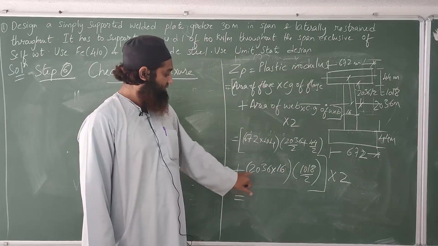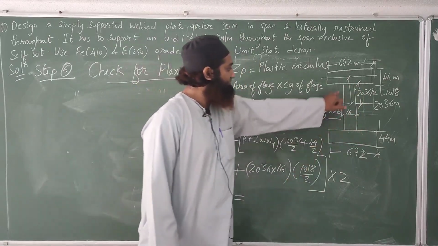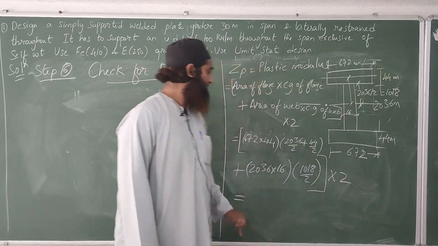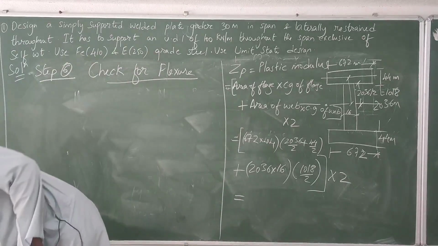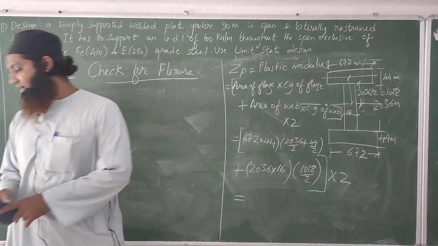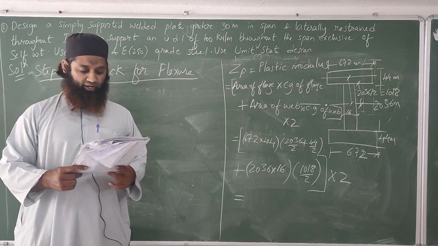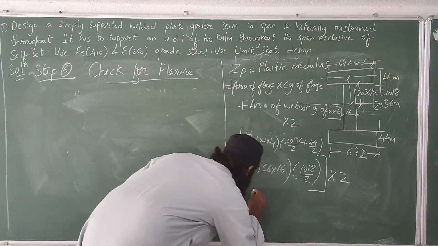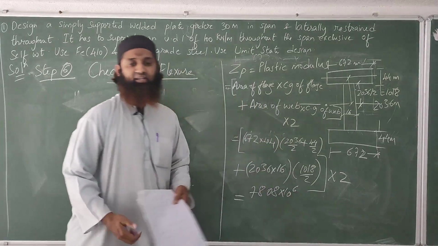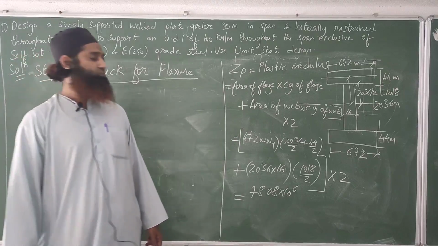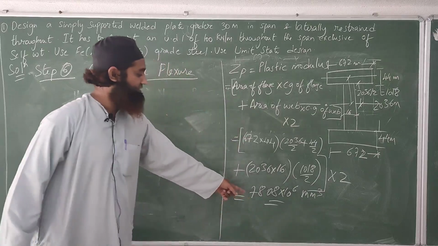Next, what I have done, plus area of web. Area of web is 2036 into 16, into 1018 by 2 into 2 times. You can just calculate this value and you will get some value here. After calculating this, I have got this value as 78.08 into 10 to the power of 6 mm cube.